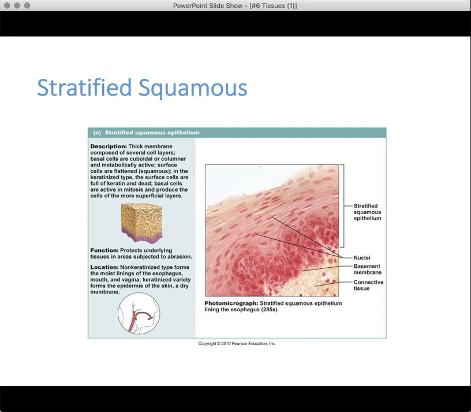Its function is protection because it is made up of many layers. It is pretty durable and provides protection. It's found in areas where you have a lot of wear and tear, like your skin. So this is what makes up your skin.